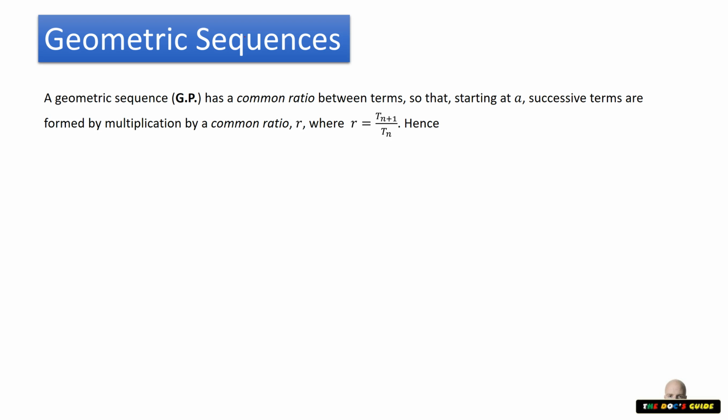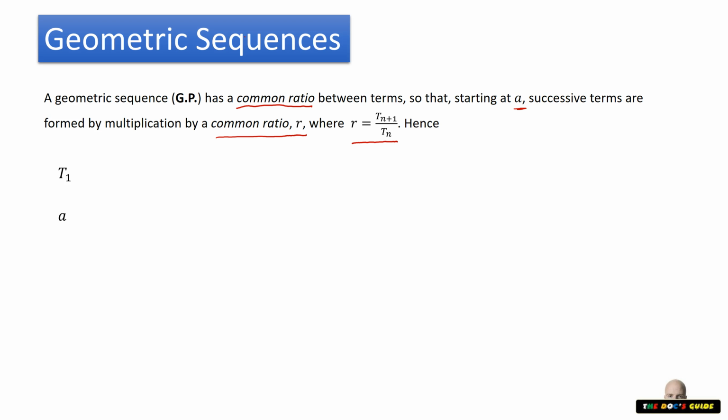Hello mathematicians, we're now going to have a look at geometric sequences. A geometric sequence is a sequence with a common ratio rather than a common difference. If we start with the first term a, successive terms are formed by multiplying by a common ratio, r, where r is the ratio of one term to the term before it.